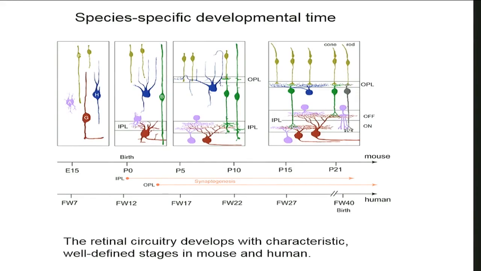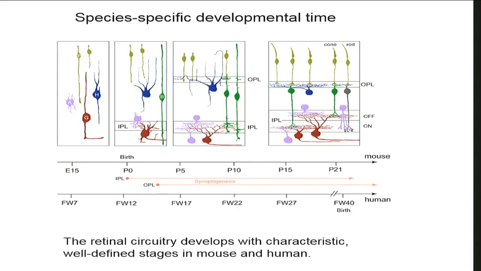Obviously, we know a mouse develops and is born after 3 weeks of gestation, and humans after 9 months. So there's a huge difference in species-specific developmental time, and that's reflected in the retina as well. So in mice, you have the period of neurogenesis and development stretching from E15, or really E12, up to about postnatal day 5, and then synaptogenesis starts soon after that.